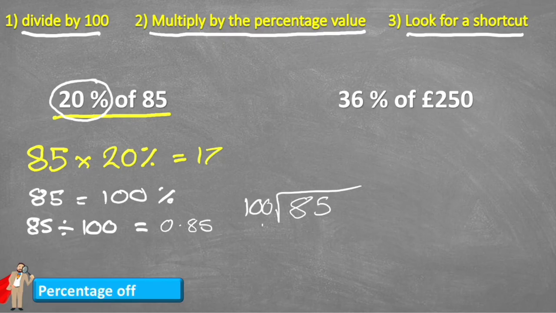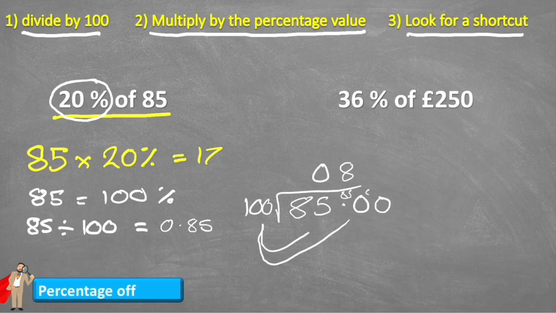So how many hundreds into 85? We get 0, put a decimal, carry our 85 across. How many hundreds in 850? We have 8 with 50 left over. Put another decimal and our 50. How many 100s in 500? We get 5. So we get 0.85. And now what we've just found is 1%. So this 0.85 actually is the value of 1% of 85.